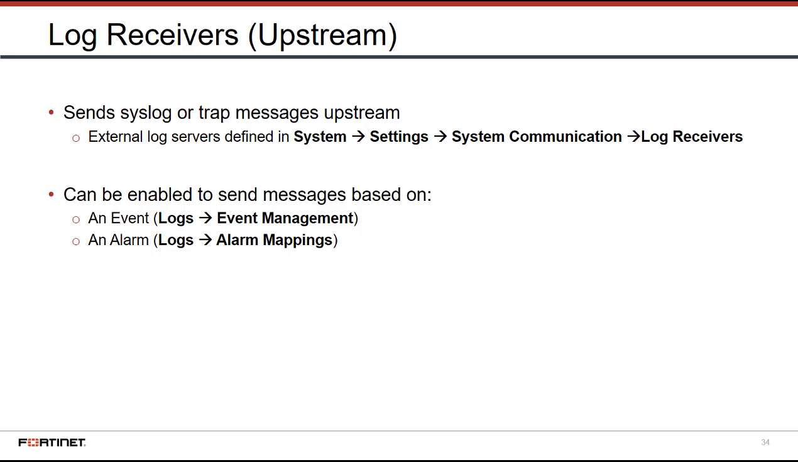So for both events and alarms, we've talked about sending the information upstream. What we need to do, it's a 2-step process, is define the upstream log receivers. These are the systems that the Fortinet will send the event and/or alarm information to, and part of that process is defining the format. The second thing we need to do is identify which events and alarms send that information upstream.